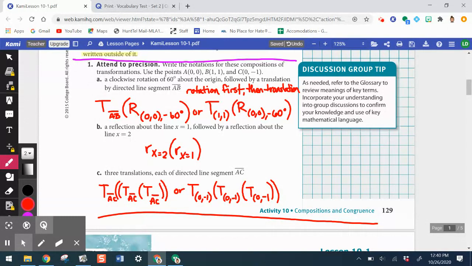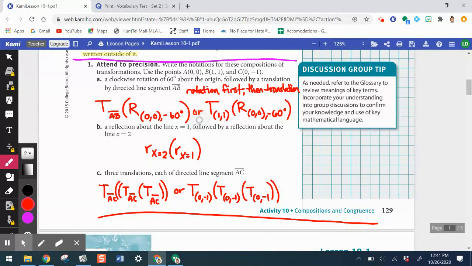So number 1A says a clockwise rotation of 60 degrees about the origin, which is located at 0, 0 on the coordinate plane, followed by a translation by directed line segment AB. So we're going to perform a rotation first, then the translation. So if you notice here that we have the rotation about the origin, 60 degrees clockwise. Remember, clockwise is negative degrees. It is inside the parentheses. Then on the outside, to the left of it, we wrote a translation of the directed line segment AB.